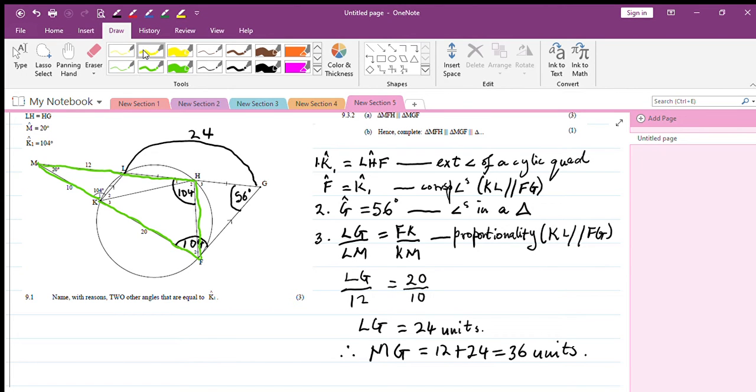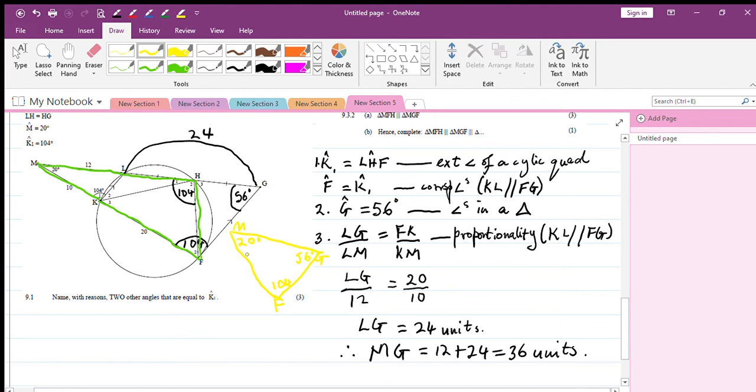So let's draw MGF. From M to G, we'll say is that line, M to G, then we will draw G to F. G to F is from there to there, and we have 56 here, we have F here, and at F we know that we have 104 degrees, and at M we have 20 degrees.